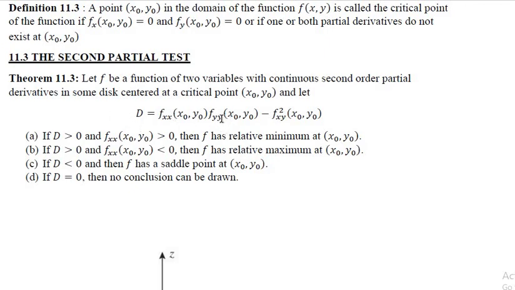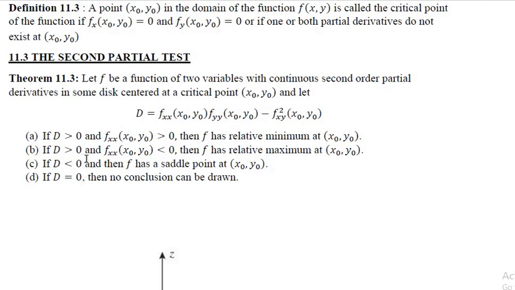This fxx is also denoted by the letter R, fyy is denoted by the letter T, and fxy is denoted by the letter S. That is, D is equal to RT minus S squared. That notation is also used in some textbooks.